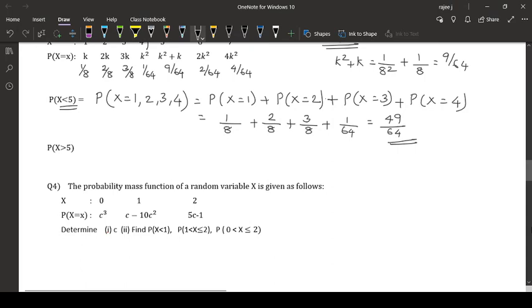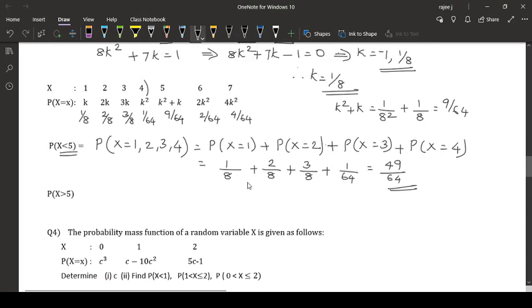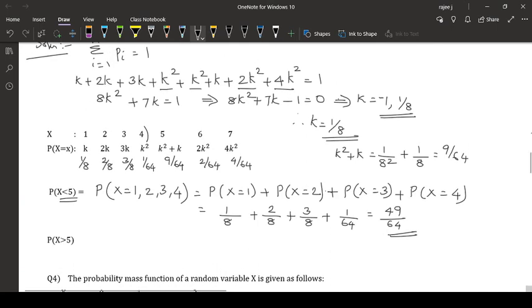Now the second part is P of X greater than 5. In the question we can see less than 5 and greater than 5. Greater than 5 means more than 5, which means 6 and 7. Now suppose it was X less than or equal to 5, then you would take that 5 also. Or similarly, if it is greater than or equal to 5, then that 5 also would be considered. But here it is just asked less than or greater than.